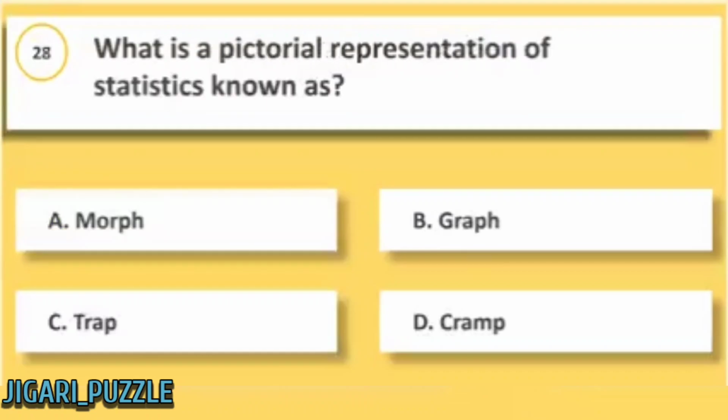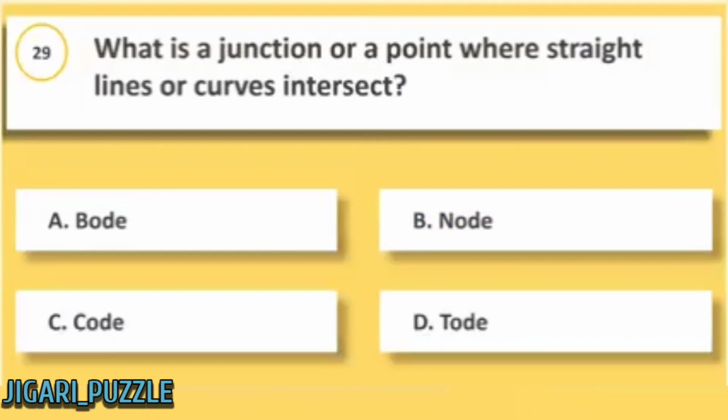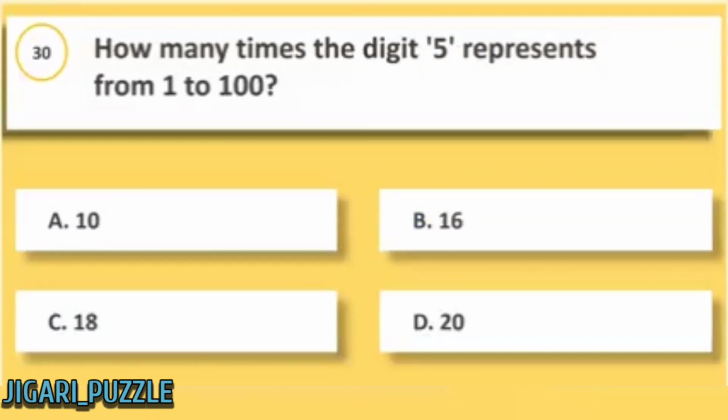What is a pictorial representation of statistics known as? Graph. What is a junction or a point where straight lines or curves intersect? Node. How many times does the digit 5 appear from 1 to 100? 20.